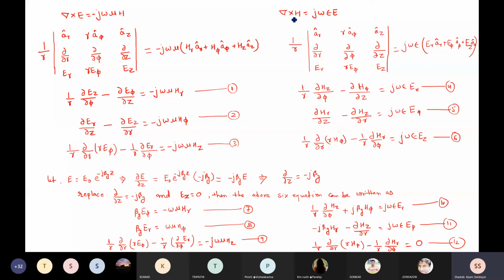Similarly, we can go through the curl H equation. This will be H, with components H_r, H_phi, and H_z. So you take a_r, r a_phi, a_z, del upon del r, del upon del phi, del upon del z, H_r, r H_phi, and H_z. If you take this curl H equation, you will get three equations by equating a_r, a_phi, and a_z. You got these three equations, 1, 2, 3.